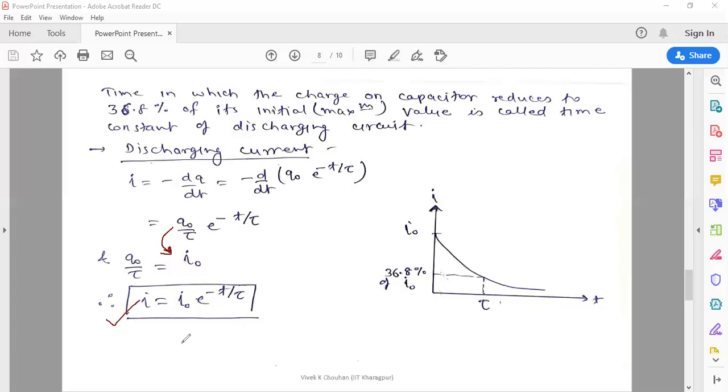We can see this is the same equation which we had in the case of the charging circuit. So the graph will also be the same as the charging circuit. This was all about the RC circuit when it is getting charged and when it is getting discharged.